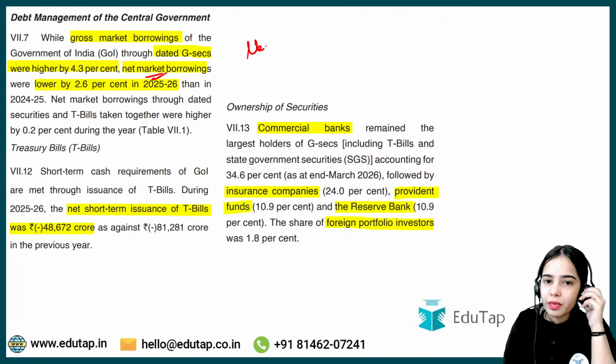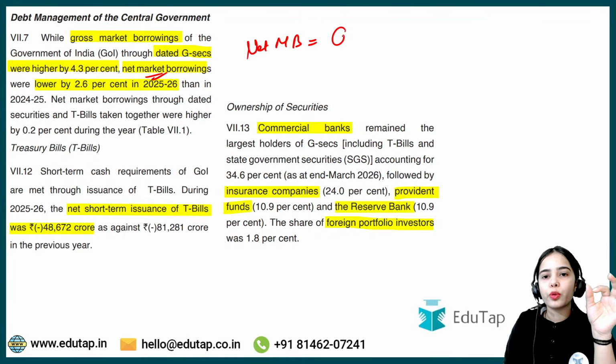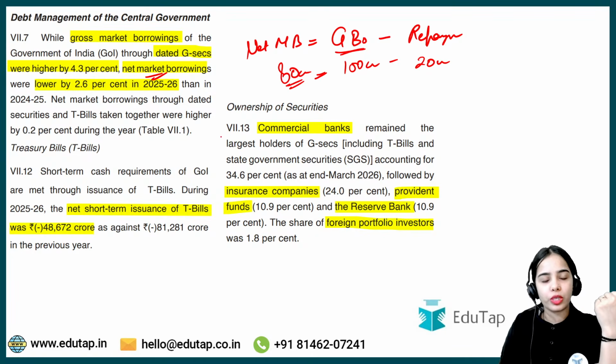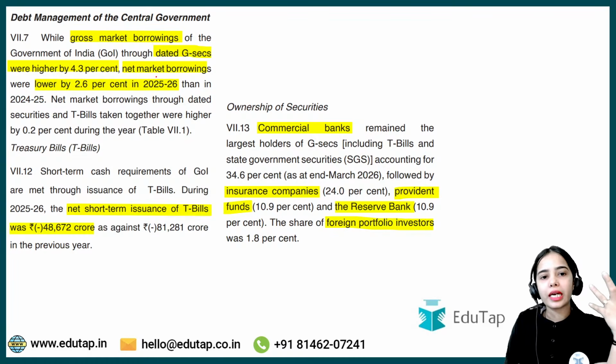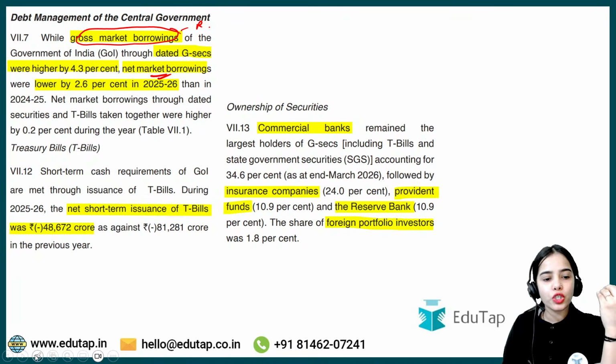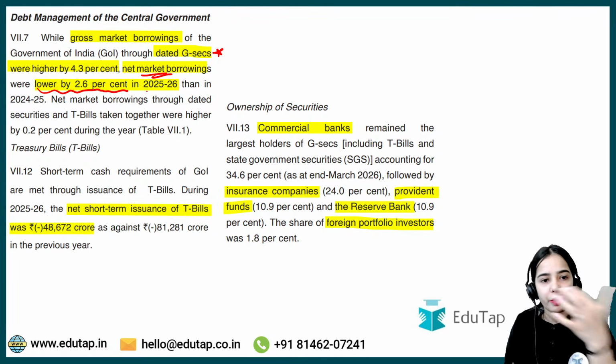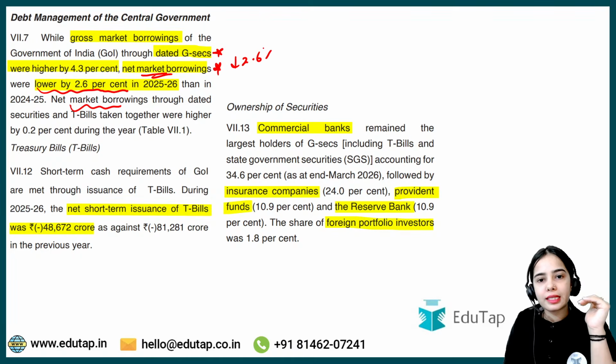Net market borrowings. Now, net market borrowings are the gross borrowings minus the repayment that has happened. So gross borrowings are, let's say, 100 crores. Repayment is 20 crores. So net market borrowings will be 80 crores only. So net market borrowings are gross market borrowings minus repayment. Gross market borrowings through dated government securities increased by 4.3%, but net market borrowings were lower by 2.6% because of the higher repayments.